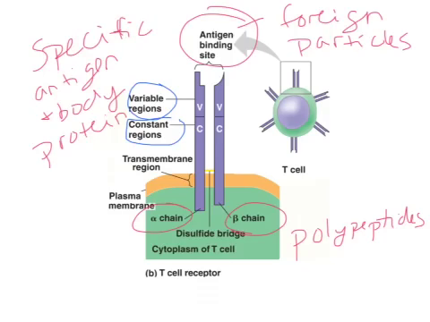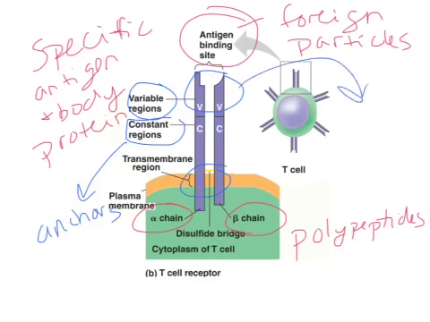The constant region is going to be anchored in here into the cell membrane. The constant region anchors into the cell membrane, while the variable region is what actually interacts with the pathogen. You can see it's up here on the top. It's where the binding site is. So that's what's actually interacting with the pathogen. That variable portion is what is different from T cell to T cell.